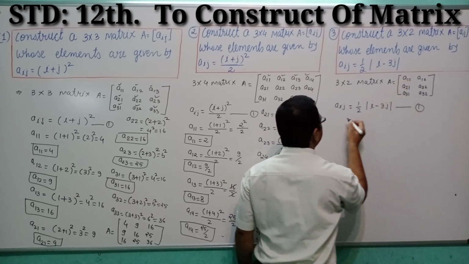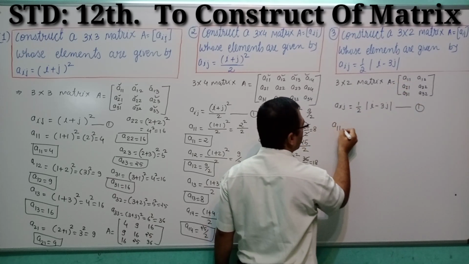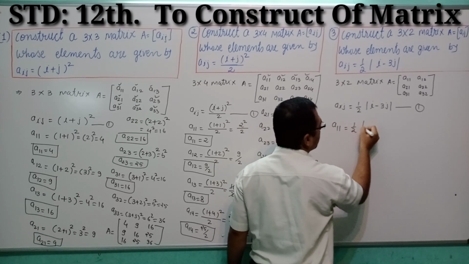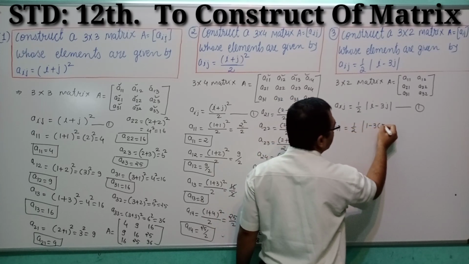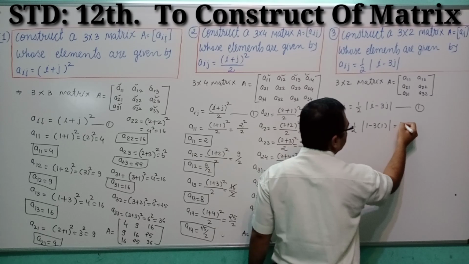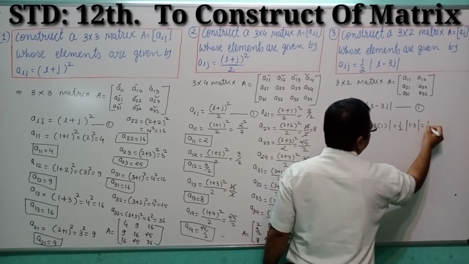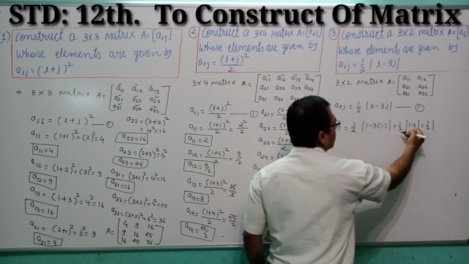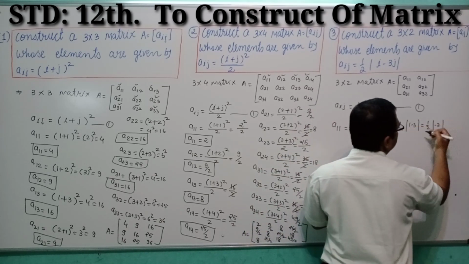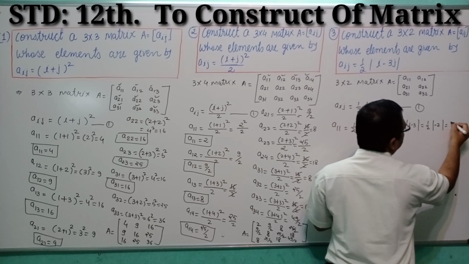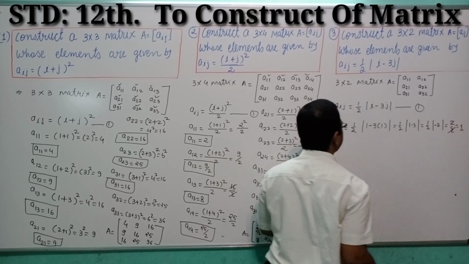Now finding A11. 1 by 2, modulus of (1 minus 3 into 1) is equal to 1 by 2, modulus of (1 minus 3), 1 by 2, modulus of minus 2. So removing the modulus, we are getting 2 by 2 is equal to 1, right?